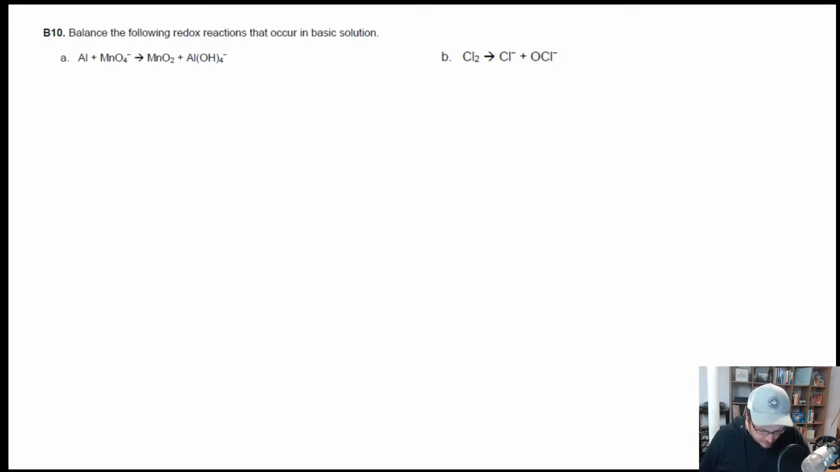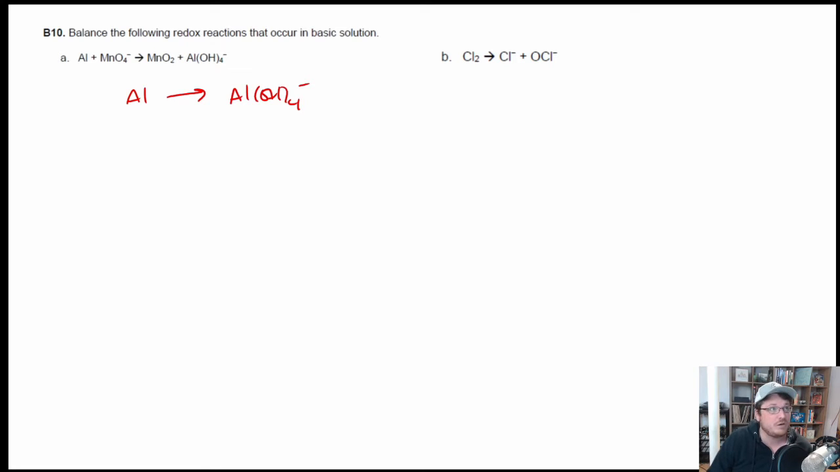And so the way that you approach this, you basically do the exact same steps that you would do for the acidic. First things first, we simply write out the two half reactions. So we have aluminum forms aluminum hydroxide 4 minus. The first thing we want to do is balance out the non-oxygen, non-hydrogen atoms. So we have one aluminum, one aluminum.